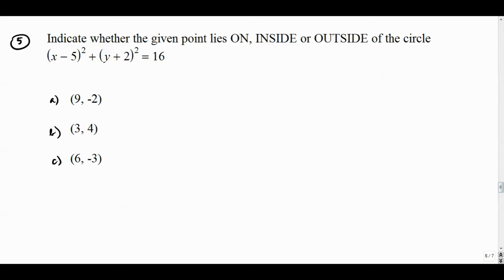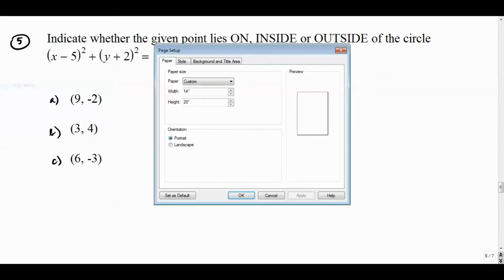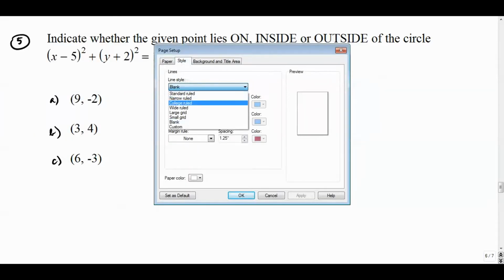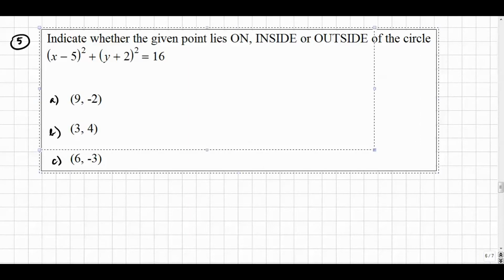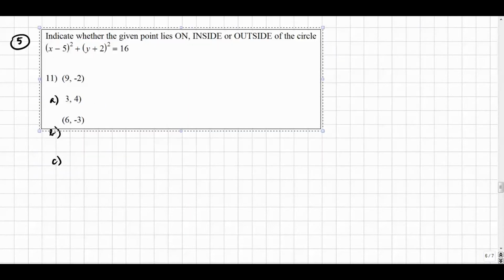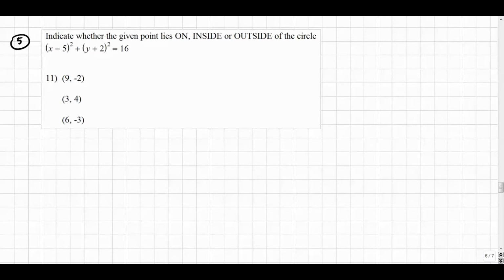Alright, number 5, we're given a circle equation and we're asked whether these 3 points are on the circle, inside the circle, or outside the circle. So what I think I'm going to do is create a set of graph paper for myself and graph this thing. So let's see if I can get some graph going here. I'm going to make this a little bit smaller and delete some of this stuff.